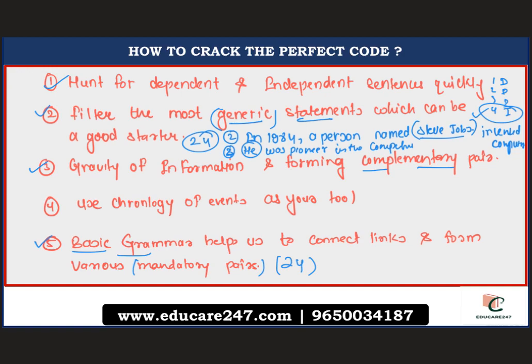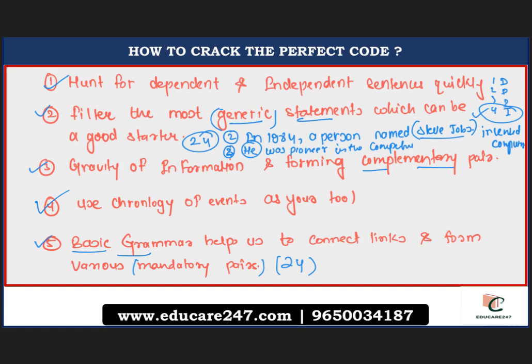1945 Hitler was killed. 1945 and Japan was bombed. All right, so you'll have an idea that these things happened first, so we're going to place them in that order only. All right, this is what we mean by use of chronology as your tool, right?